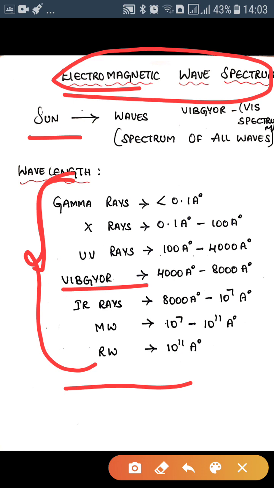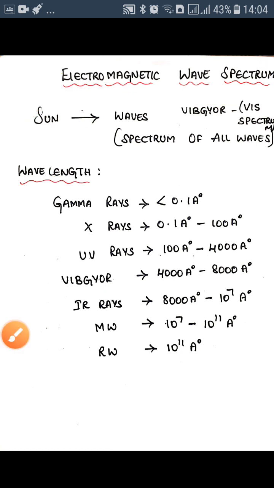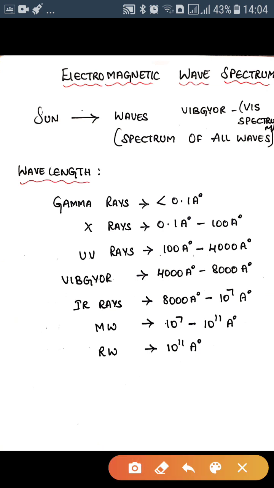The spectrum of all waves together coming from sun is known as electromagnetic wave spectrum. So what are the rays that are coming from the sun along with the VIBGYOR? Here we can see the gamma rays, X-rays, UV rays, VIBGYOR, infrared rays, microwaves and radio waves. Gamma rays range below 0.1 angstroms.